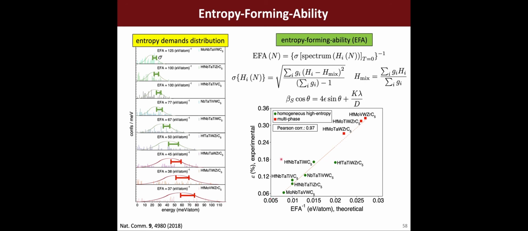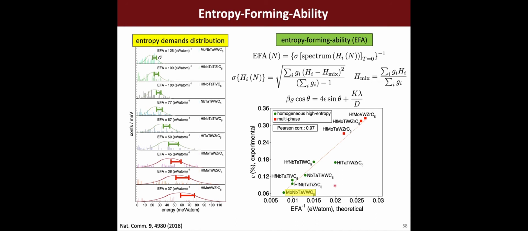So these materials at the bottom in the green form homogeneous single phase systems. And those in the red at the top form multi-phase systems. So this EFA descriptor very easily determines this: we can just draw a line right here and say that anything below it, roughly speaking, should be a single phase, and anything above it should phase decompose.